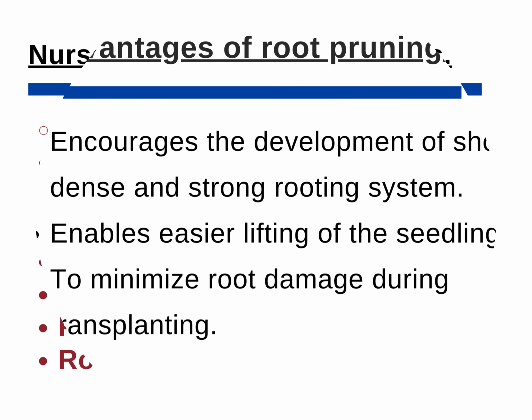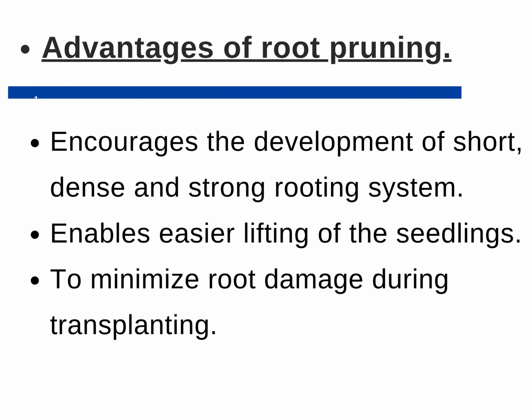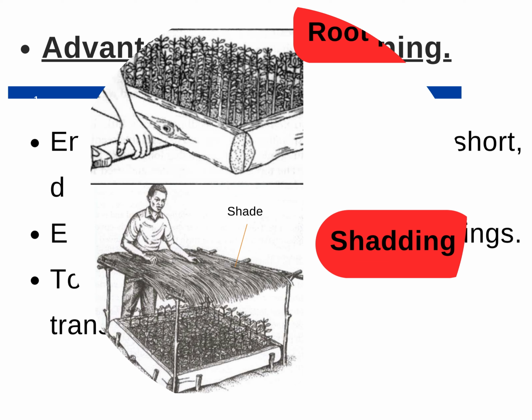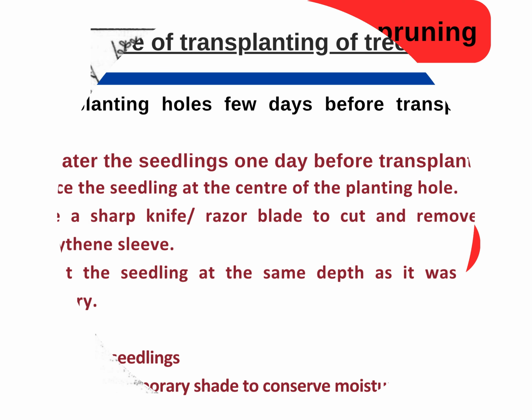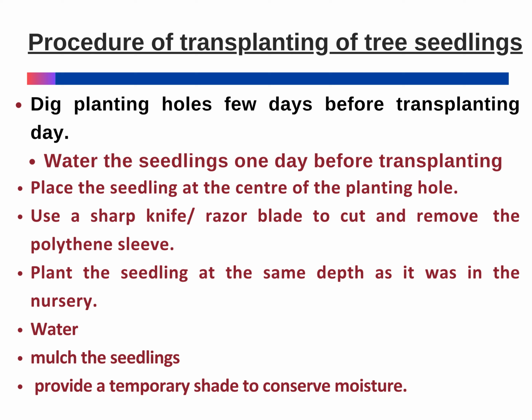Root pruning. Advantages of root pruning. Encourages the development of short, dense and strong rooting system. Enables easier lifting of the seedlings. To minimize root damage during transplanting. The following shows the diagrams of root pruning in the first photo and shading in the other. The reasons for shading are: 1. It intercepts the rain drops, thus preventing soil erosion. 2. Prevents evaporation. 3. Prevents scorching by the sun. 4. Prevents transpiration.